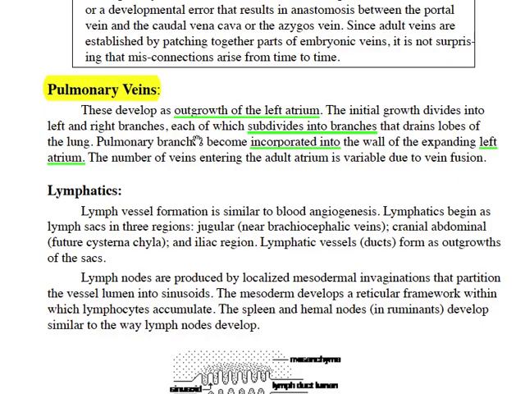Pulmonary veins form as outgrowths of the left atrium. The outgrowth branches to drain each lung lobe. The lobar veins become incorporated into the wall of the left atrium as the heart grows, and so the adult left atrium has multiple venous openings in it, receiving multiple veins from lobes of the lung.